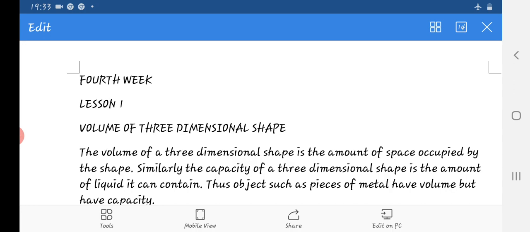This is week 4 of third term. Last week, we did three-dimensional shapes. I gave examples of three-dimensional shapes: cube, cuboid, cylinder, cone, sphere, then prisms. But this week, we are going to look at the volume of those shapes, the volume of three-dimensional shapes.